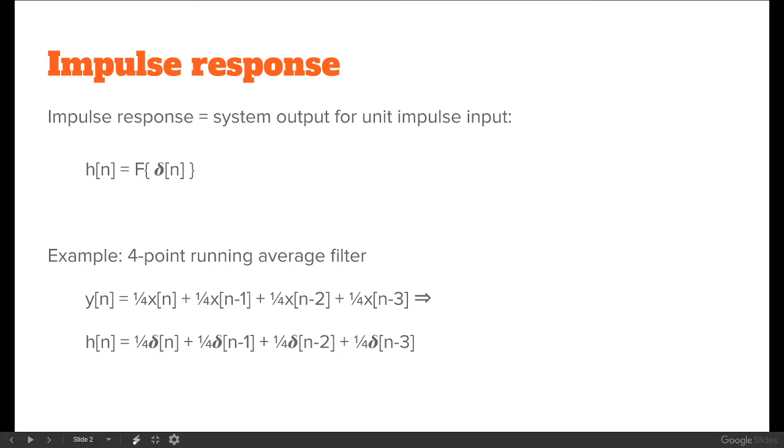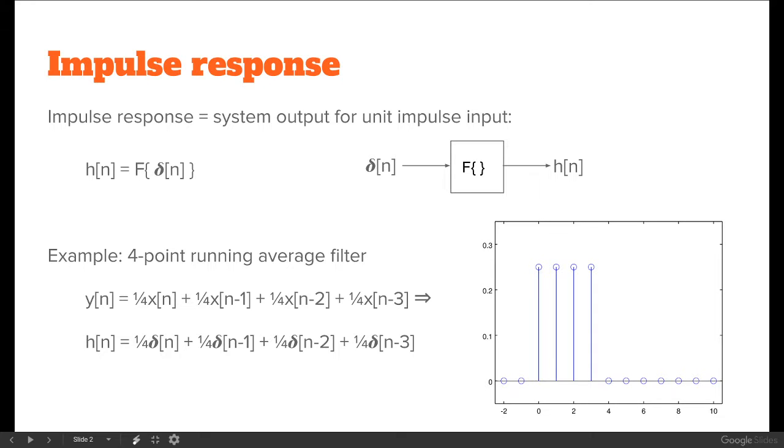Okay. So 4-point average filter, and we have delta in. What comes out? Okay, that's the delta input. What comes out? For example, that 4-point running average filter. It's something like this. The value is 1/4. Okay. So, yeah, some graphs. I even have those here.